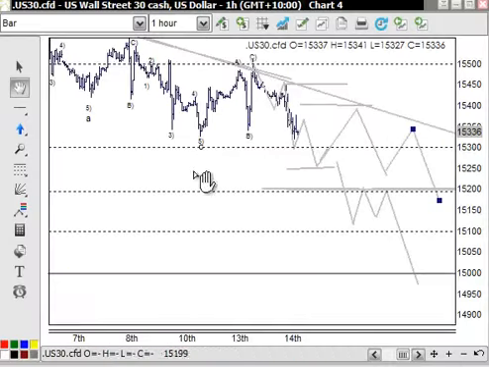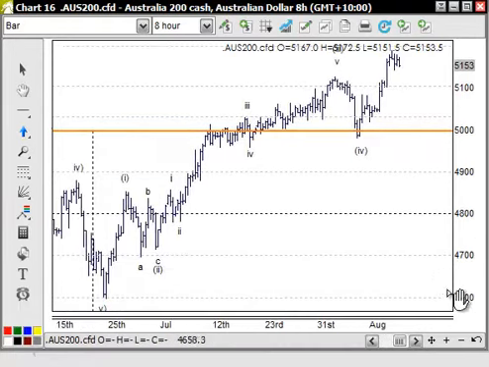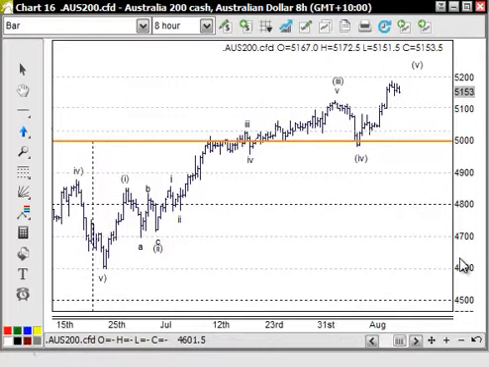But the Australian market as well, I just want to go to a slightly larger picture here just to put us in the ballpark a little bit.